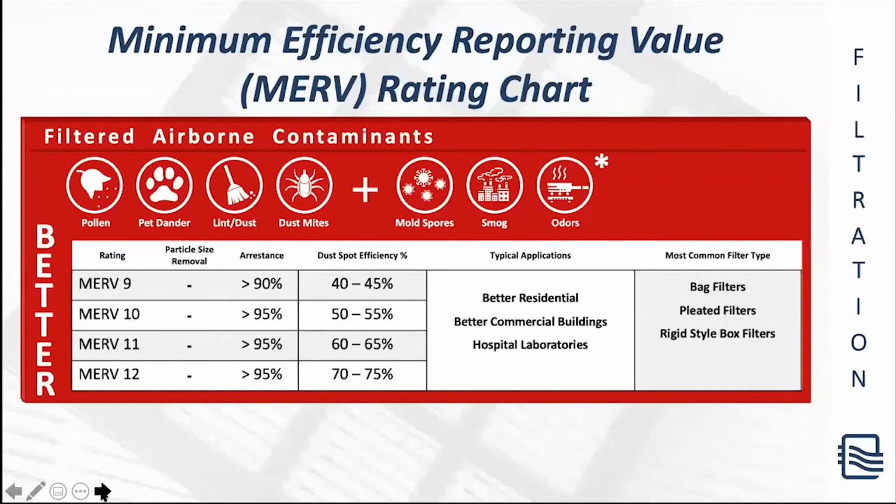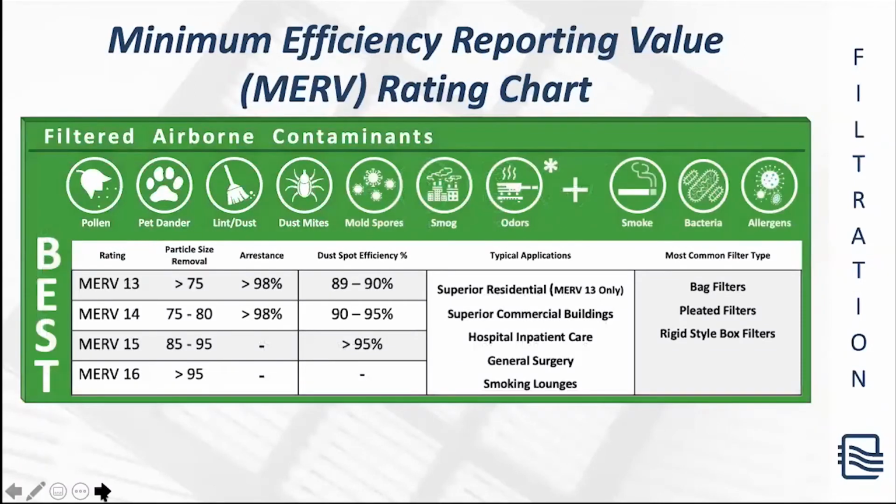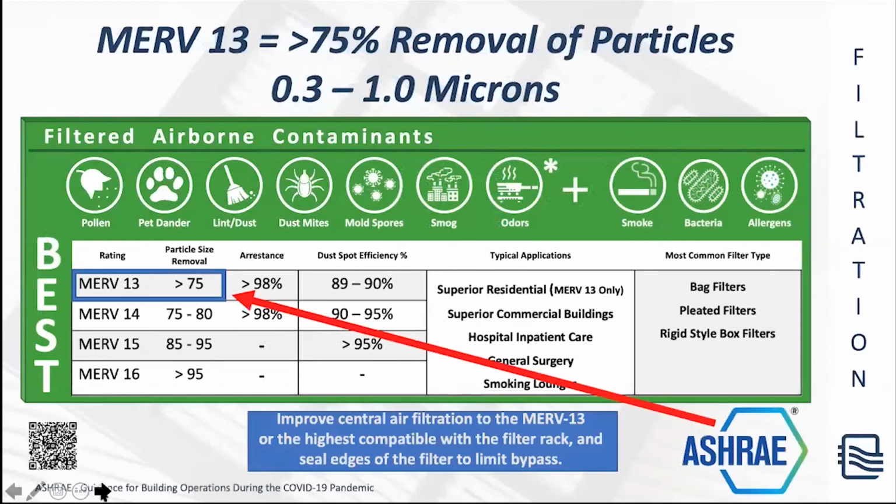But in order to actually focus our efforts where they need to be on those super small particles, we have to start talking minimum of MERV 13. And that is ASHRAE's guidance, that where possible, we need to improve central air filtration to at least MERV 13 or the highest compatible MERV rating with the filter rack, and seal the edges to limit air bypass around the air filter.